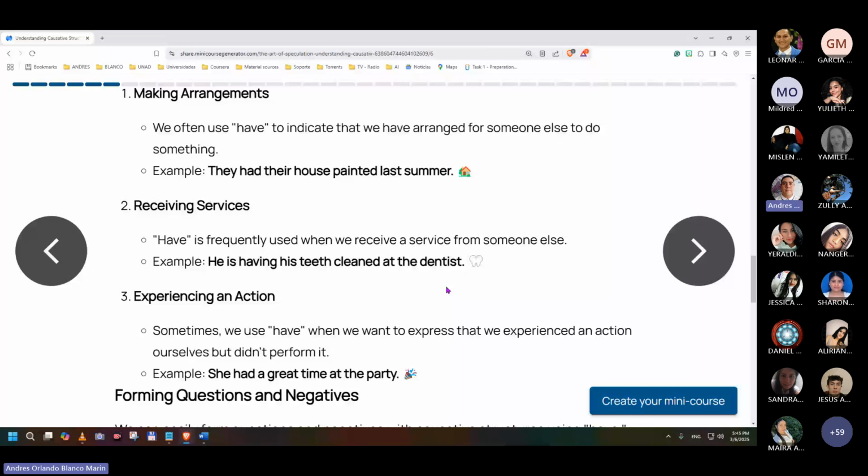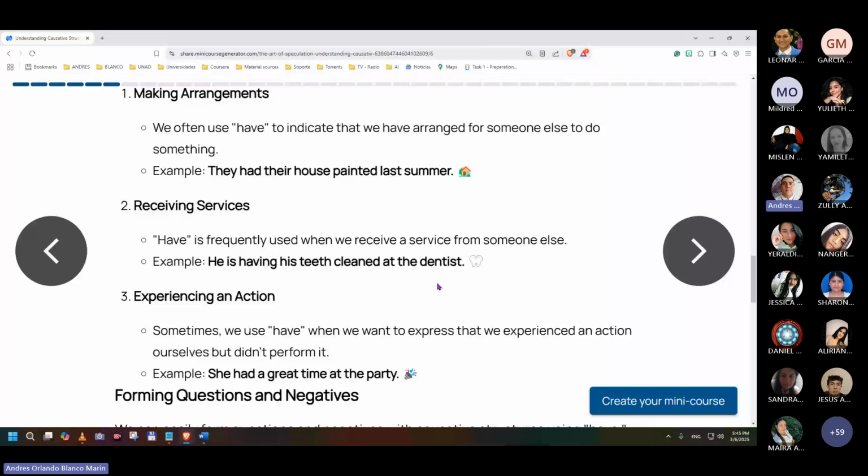You can also use have for when you're experiencing an action. We use have when we want to express that we experience an action ourselves, but didn't perform it. She had a great time at the party. So what is the experience? A good time dancing, drinking, talking to other people, but I didn't organize the party. She didn't organize the party, but she had a great time at the party.